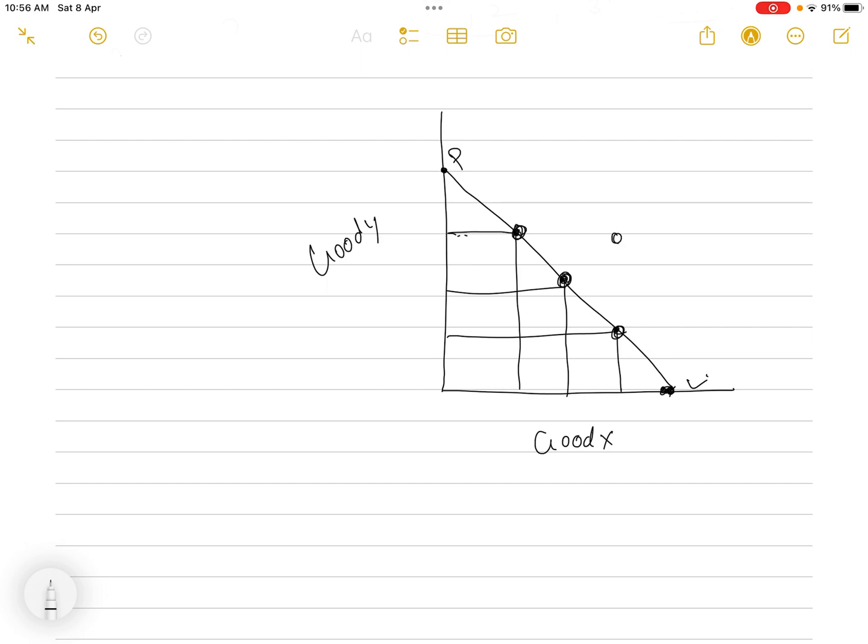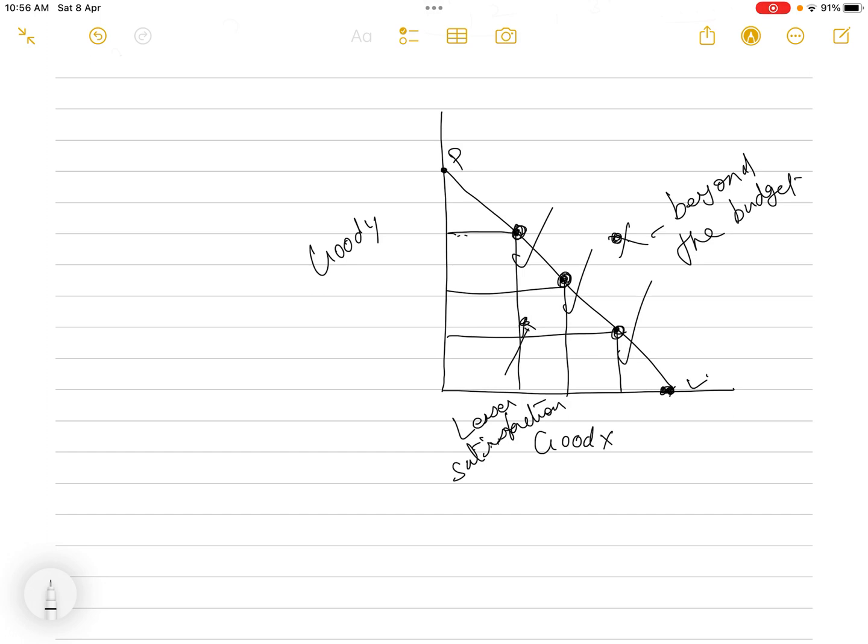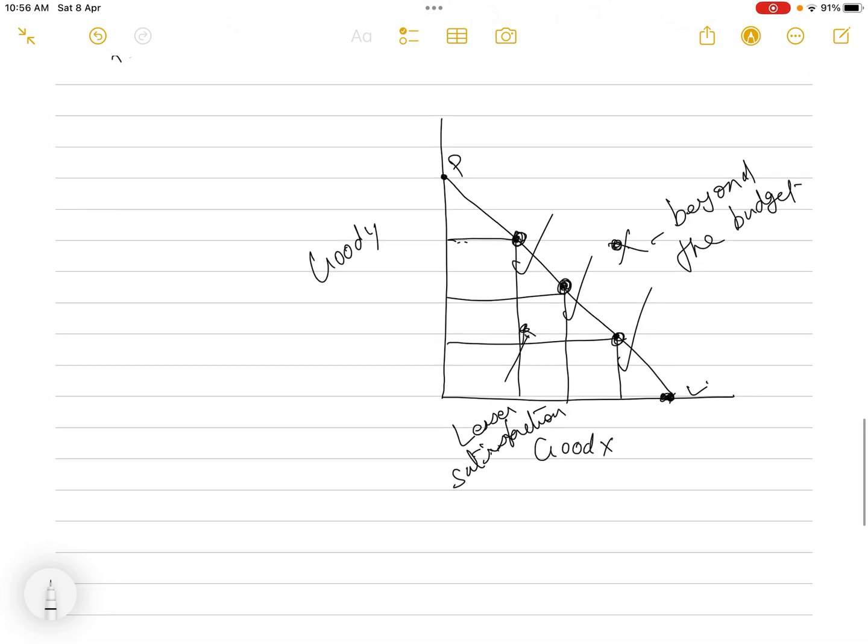So he can choose any one of the combinations lying on the price line, but he cannot choose any combination outside the price line, because this point is beyond the budget of the consumer. And he won't choose anything inside it because that gives lesser satisfaction. So he can choose any combination lying on the price line, because the prices of the commodities and also his income make it affordable for the consumer. So this is the price line.